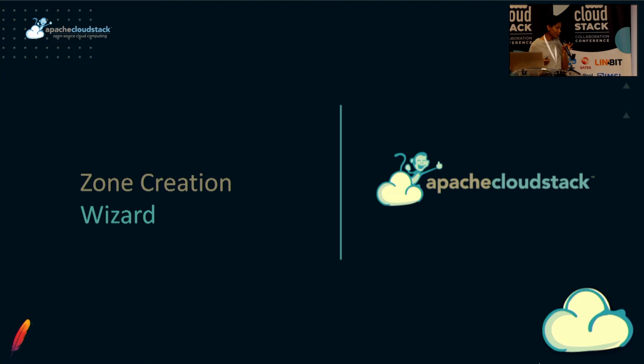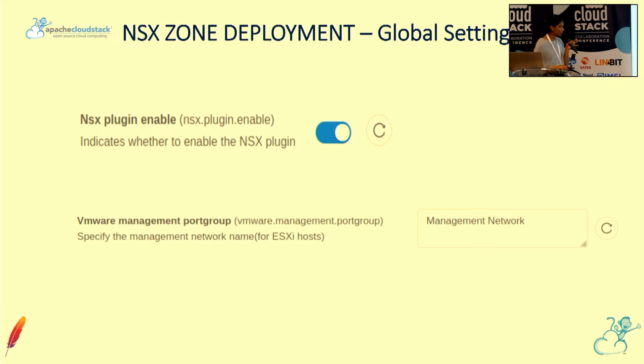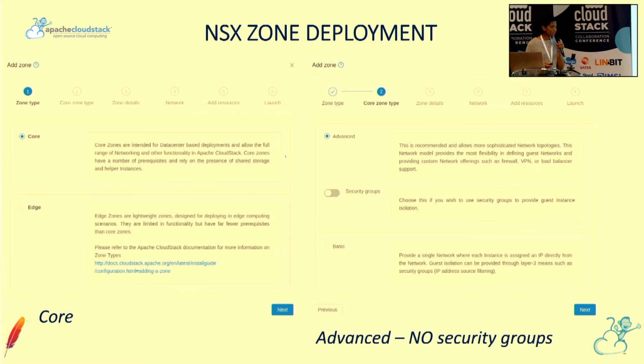Due to lack of time and not wanting to make a fool of myself, I'm just going to go through the screenshots of how zone creation is now enabled with NSX in CloudStack. Two important global settings would be, firstly, the NSX plugin enabling global setting, which needs to be enabled for you to use NSX. And the next thing is the management port group. There needs to be a management port group with a specific name for you to be able to register your hosts.